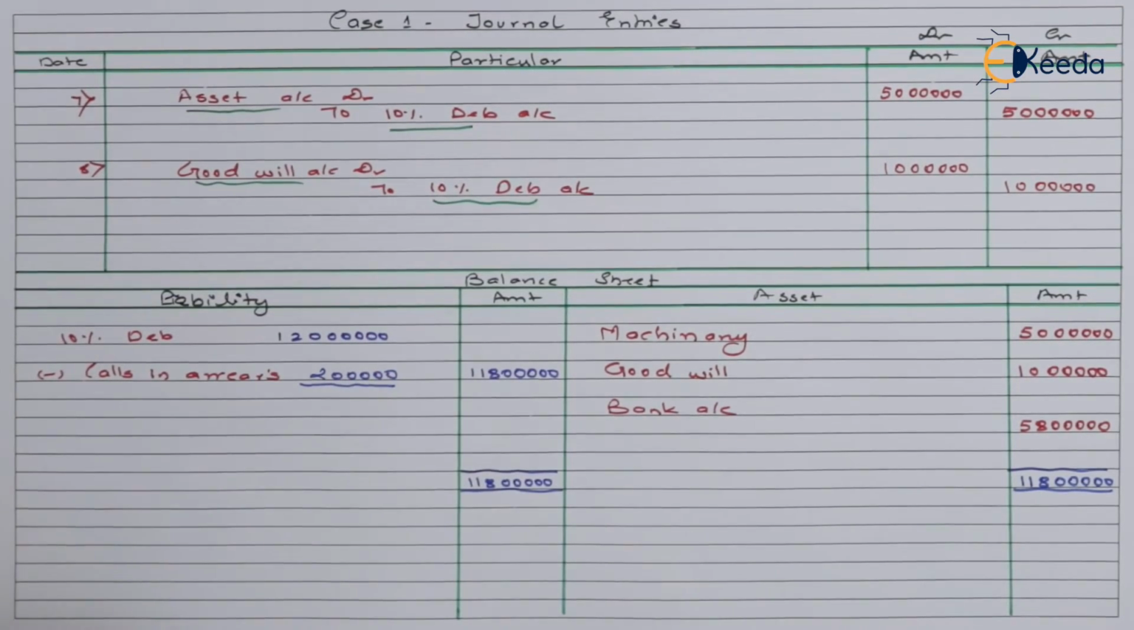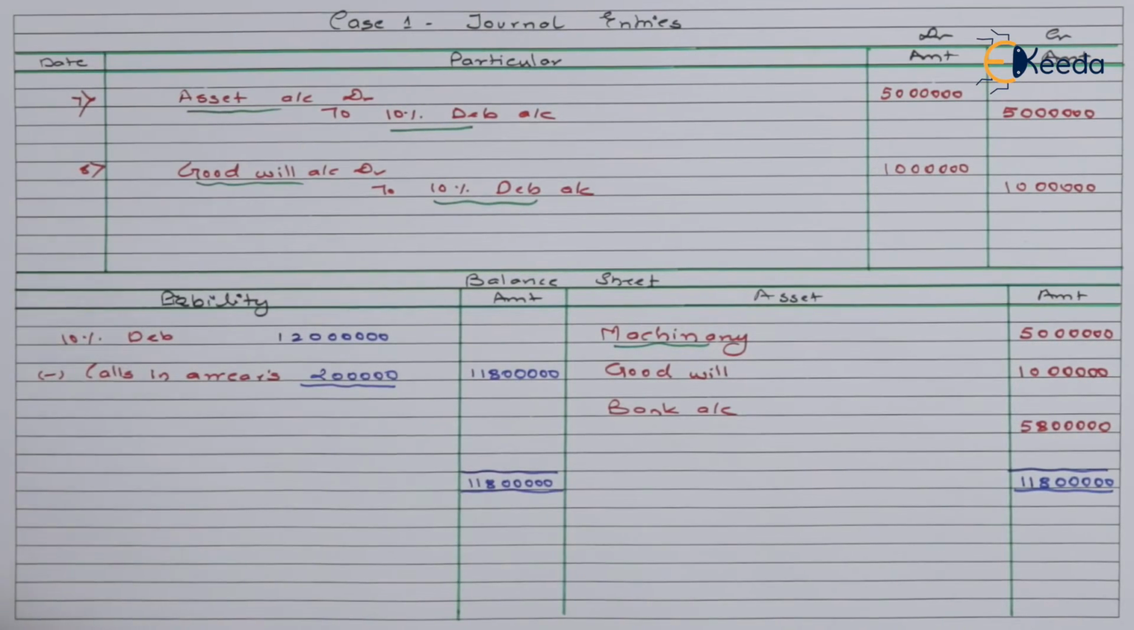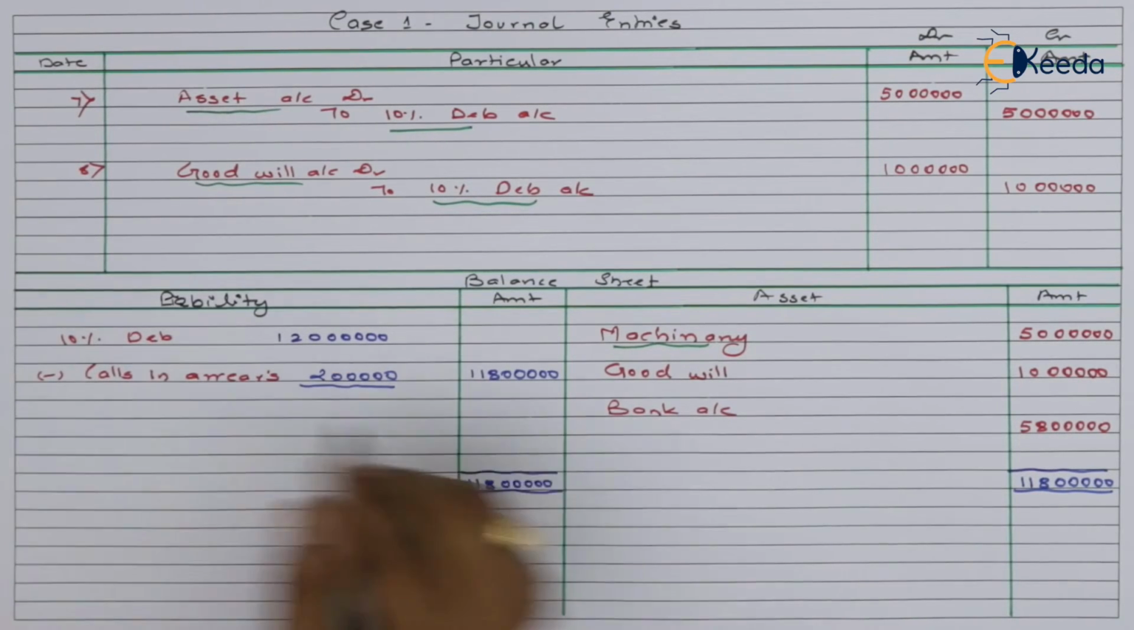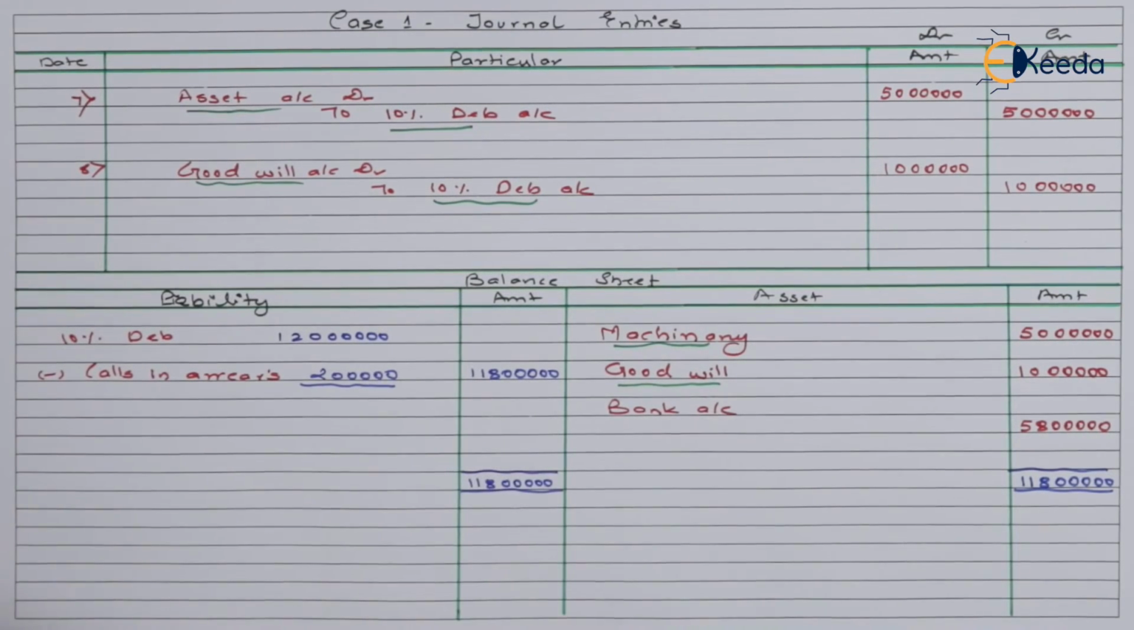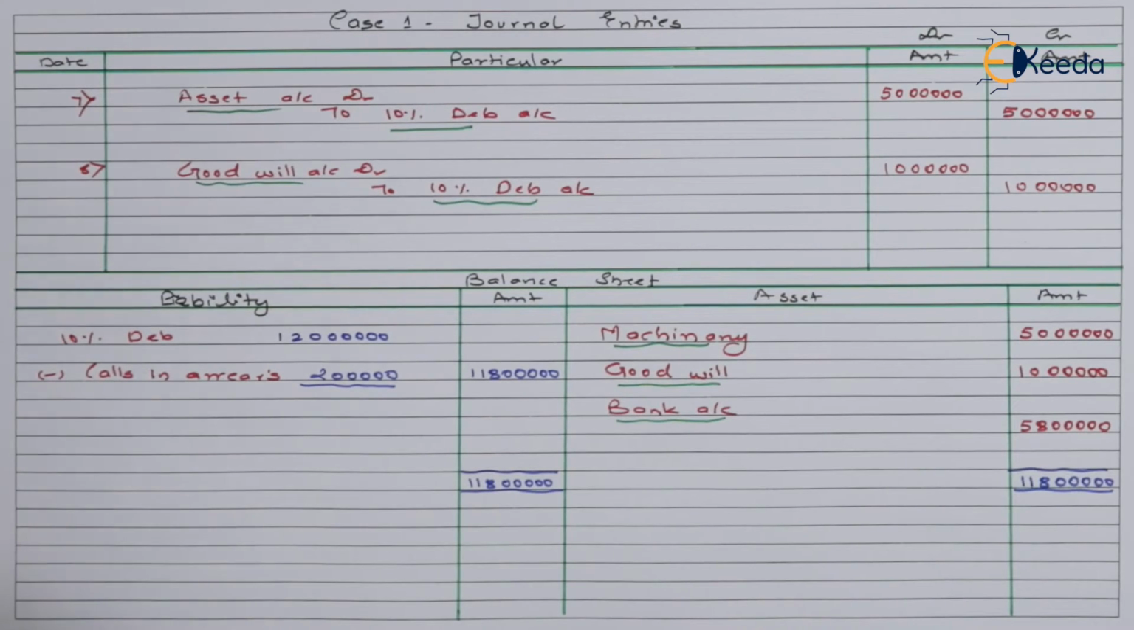Now when it comes to mentioning all these items in the balance sheet, we have a clear cut picture. Asset, that is machinery, 50 lakh rupees. Goodwill that has been created gives you a total of 10 lakh rupees. Bank account total, that means total of what you have received, gives you a total of 58 lakh rupees here. That gives you a total of 1 crore 18 lakhs on the asset side.